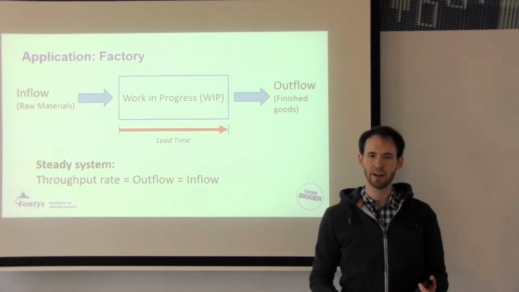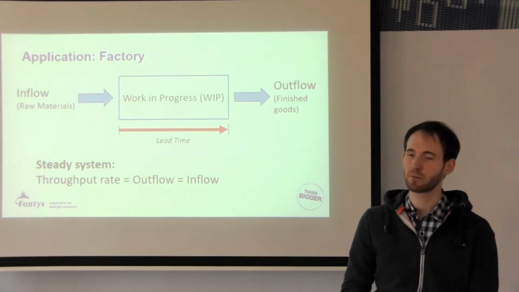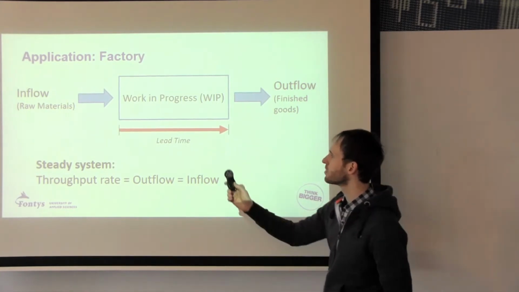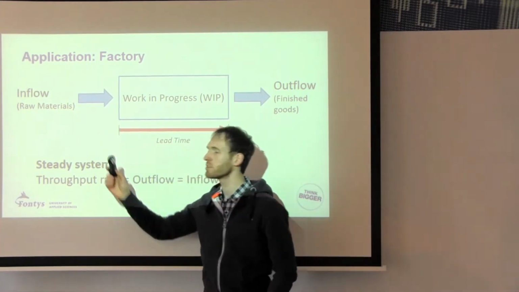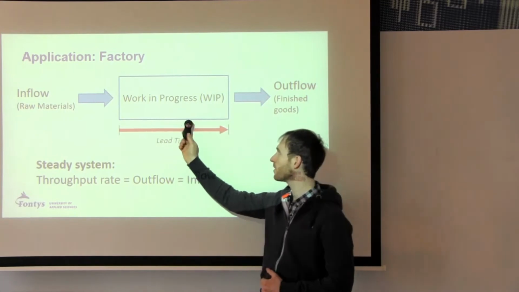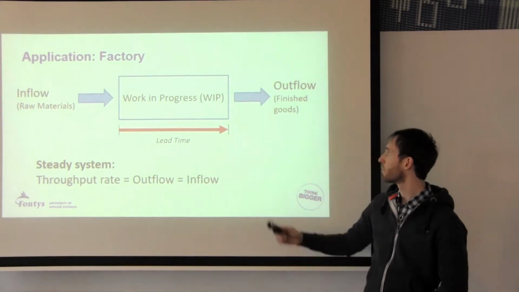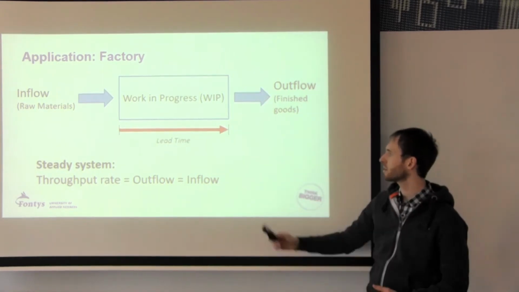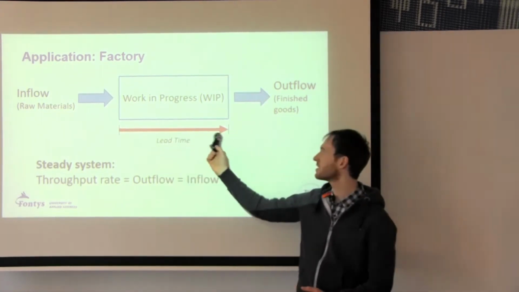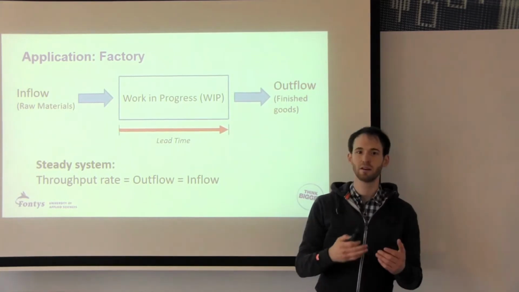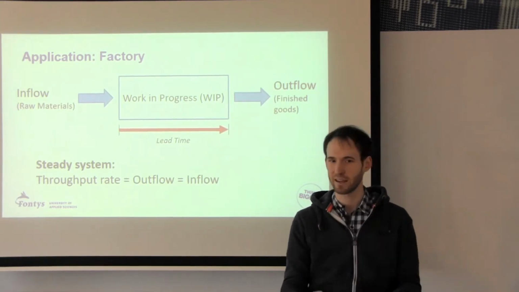This example of a factory makes clear again what work in progress is and also what lead time is. So in a factory we get certain inflows as raw materials, they are transformed, and the total amount of units in the system is called the work in progress. What comes out is the finished product, and the total time it takes is the lead time. And the time until one more unit comes out is the cycle time.